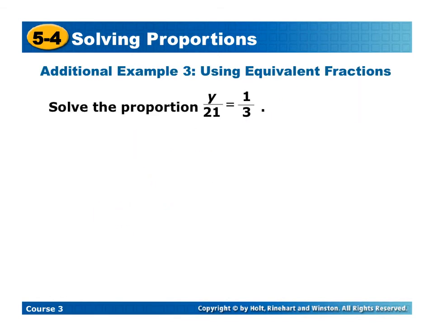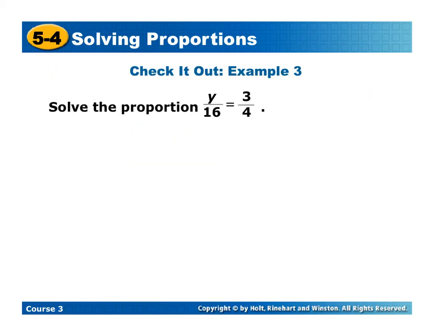Another way we can solve proportions is by using equivalent fractions. So here we can ask ourselves, how do we create an equivalent fraction? Well, since 3 times 7 is 21, if I multiply the top by that same number, I get an equivalent fraction. So 1 times 7 is 7. So here y would equal 7. Now it's your turn. Go ahead and pause the video and see if you can solve this one using equivalent fractions.